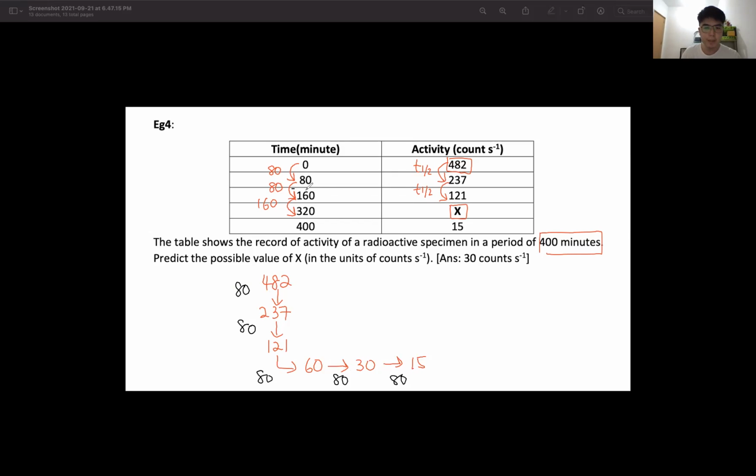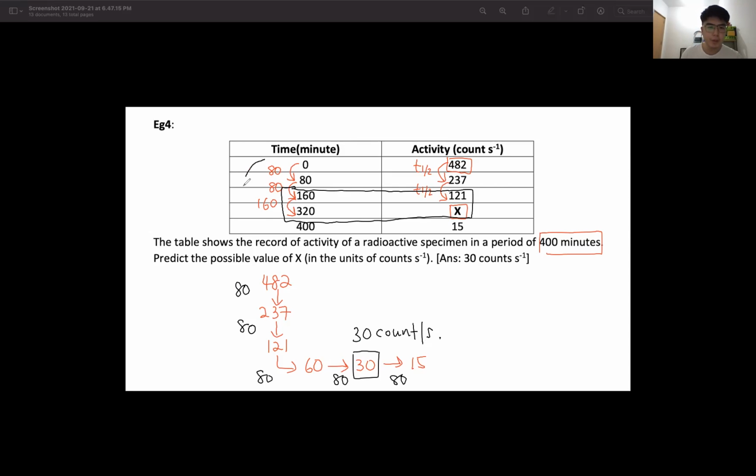Okay, so from row number 3 and number 4, there are 2 half-lives there. So be careful. You can divide it, you get 60 and 30. So which one is the X? Okay, which one is the X? X is the 30. Okay, 30 counts per second.